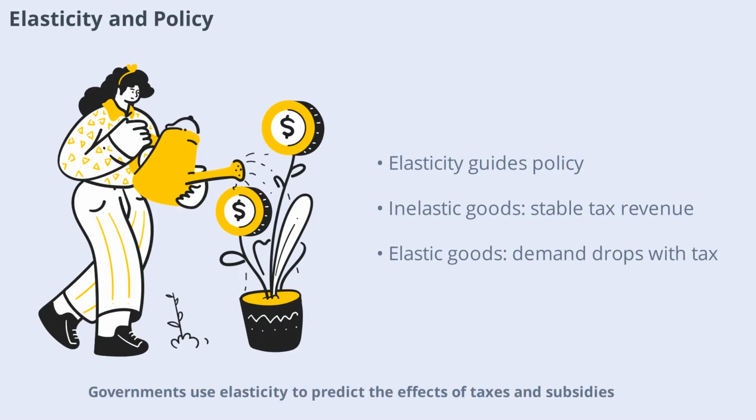Governments use elasticity to predict the effects of taxes and subsidies. If a product is inelastic, a tax increase won't reduce demand much, so it's a good source of revenue. But if the product is elastic, a tax might cause demand to fall sharply, reducing revenue and possibly harming businesses. Policymakers must consider elasticity when designing economic policies.